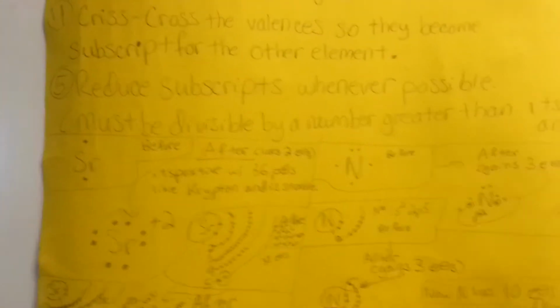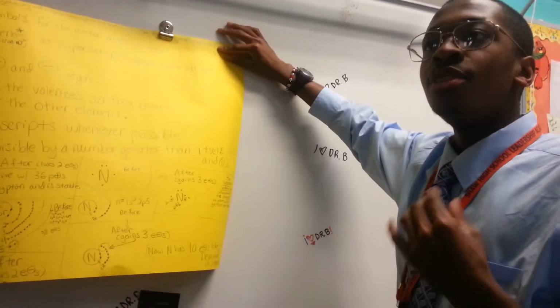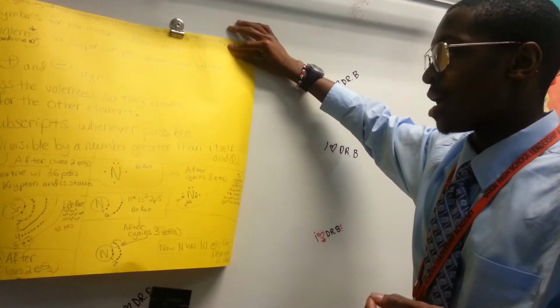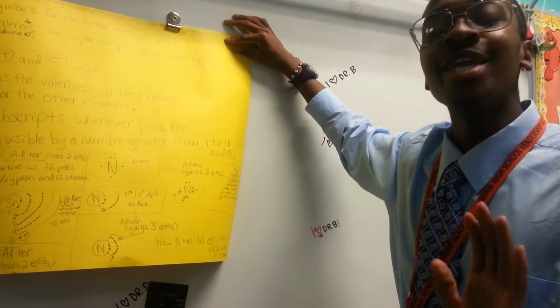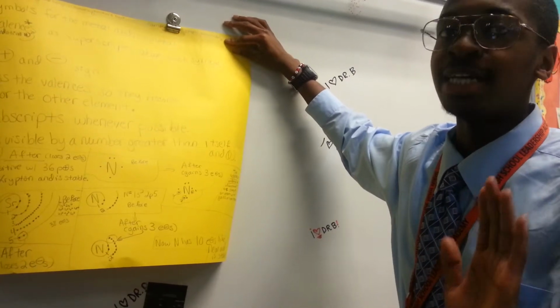Step 5, reduce subscripts whenever possible. In order for you to reduce a subscript, the number must be divisible by a number greater than itself and 1. That is very important.